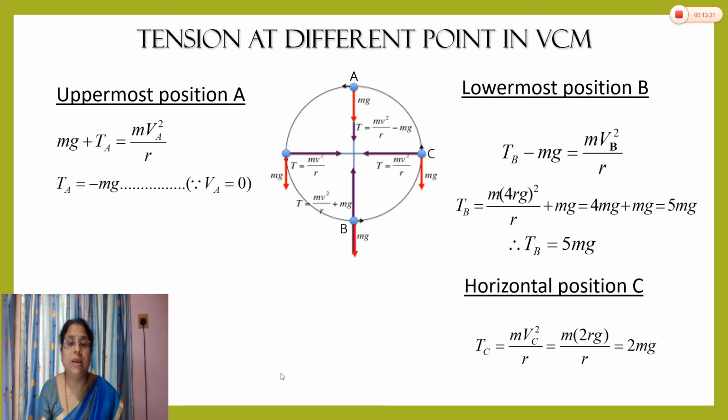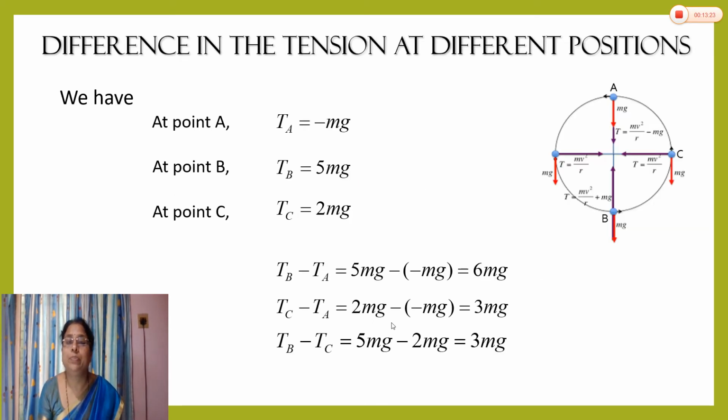Thus, again we discuss all the tensions. At point A, the tension is equal to minus mg. In the case of a string, at the uppermost point, the tension is 0, but here at point A the tension is negative, that is, minus mg. At point B, the tension is equal to 5 mg when we calculate it, and at point C, the tension is equal to 2 mg. We can find the difference in the tension at every position.